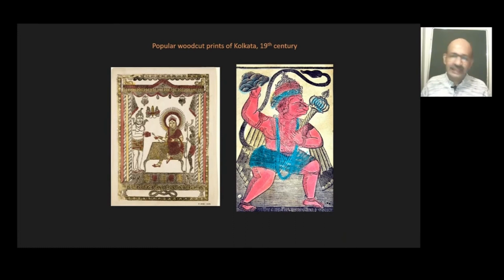So, in the later part, from the 1930s, 40s, or late 1920s, we get to see a number of popular woodcut prints with colors. Maybe colors are sometimes very garish, but nevertheless, we do find colors applied manually on the black and white prints.